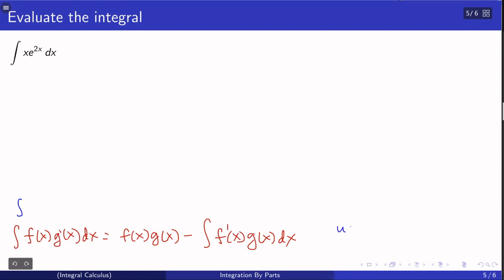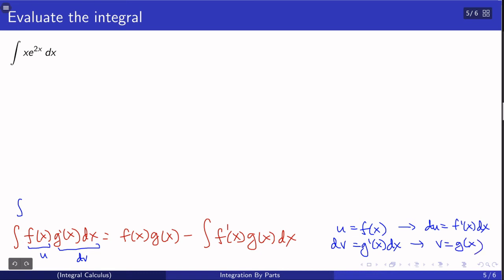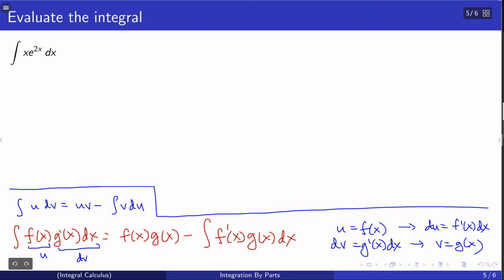Most people write this as follows: u equals f of x, dv equals g prime of x dx, viewing this as u and this as dv. This gives you du equals f prime of x dx, and v equals g of x. Now I can write this as the integral of u dv equals uv minus the integral of v du. That rolls off the tongue a bit faster and a bit better.